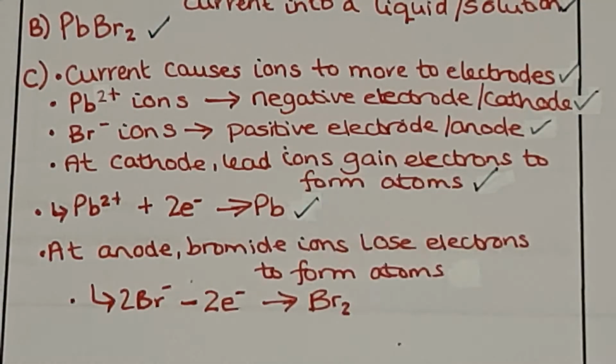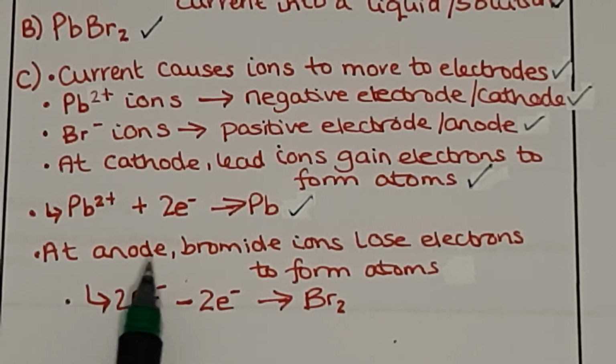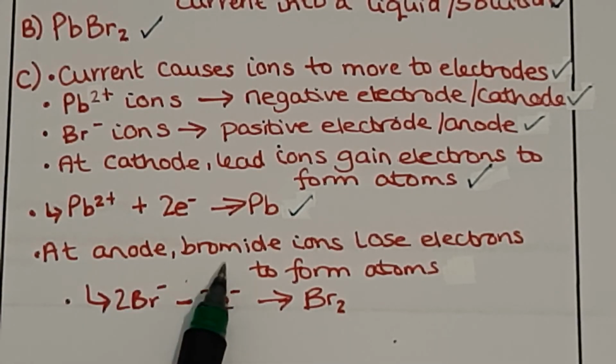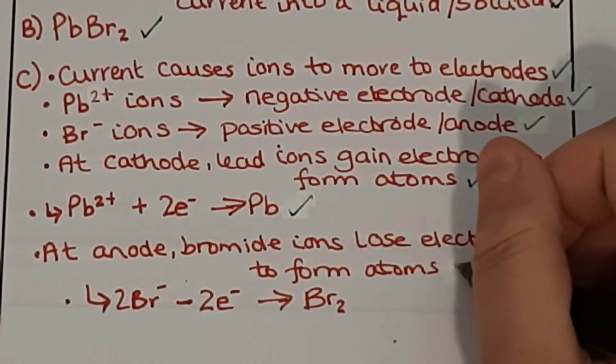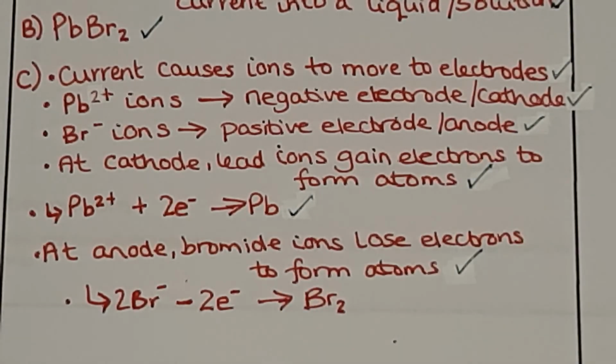And then at the anode, if you remember the anode is a positive electrode, the negative bromide ions are going to lose electrons to form neutral atoms. So if you've written a sentence like this, talking about the bromide ions losing their electrons, then you can have a mark. If you've put this into the half equation, which is 2Br- minus 2e- turns into Br2, then you can have another mark. So there are 7 available marks there, up to a maximum of 6.